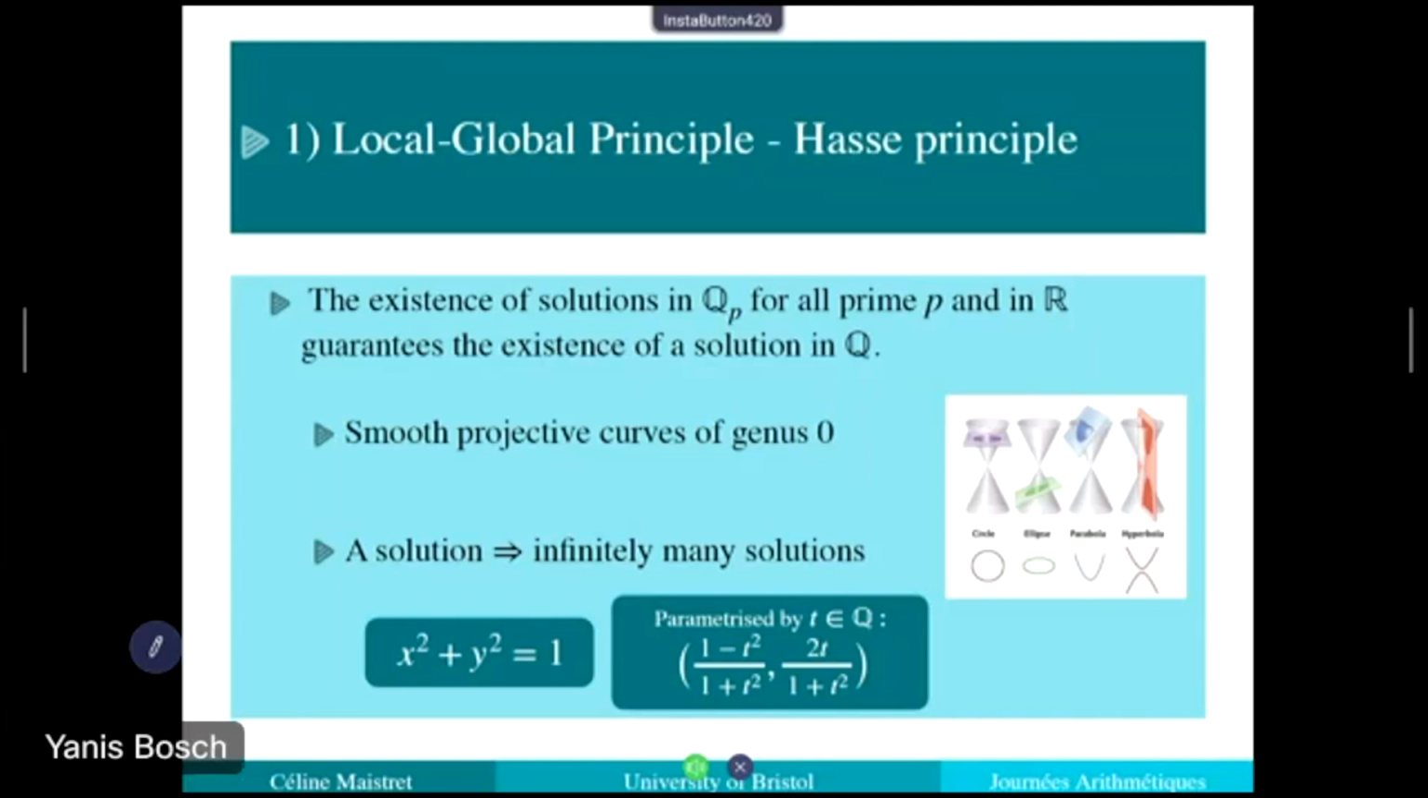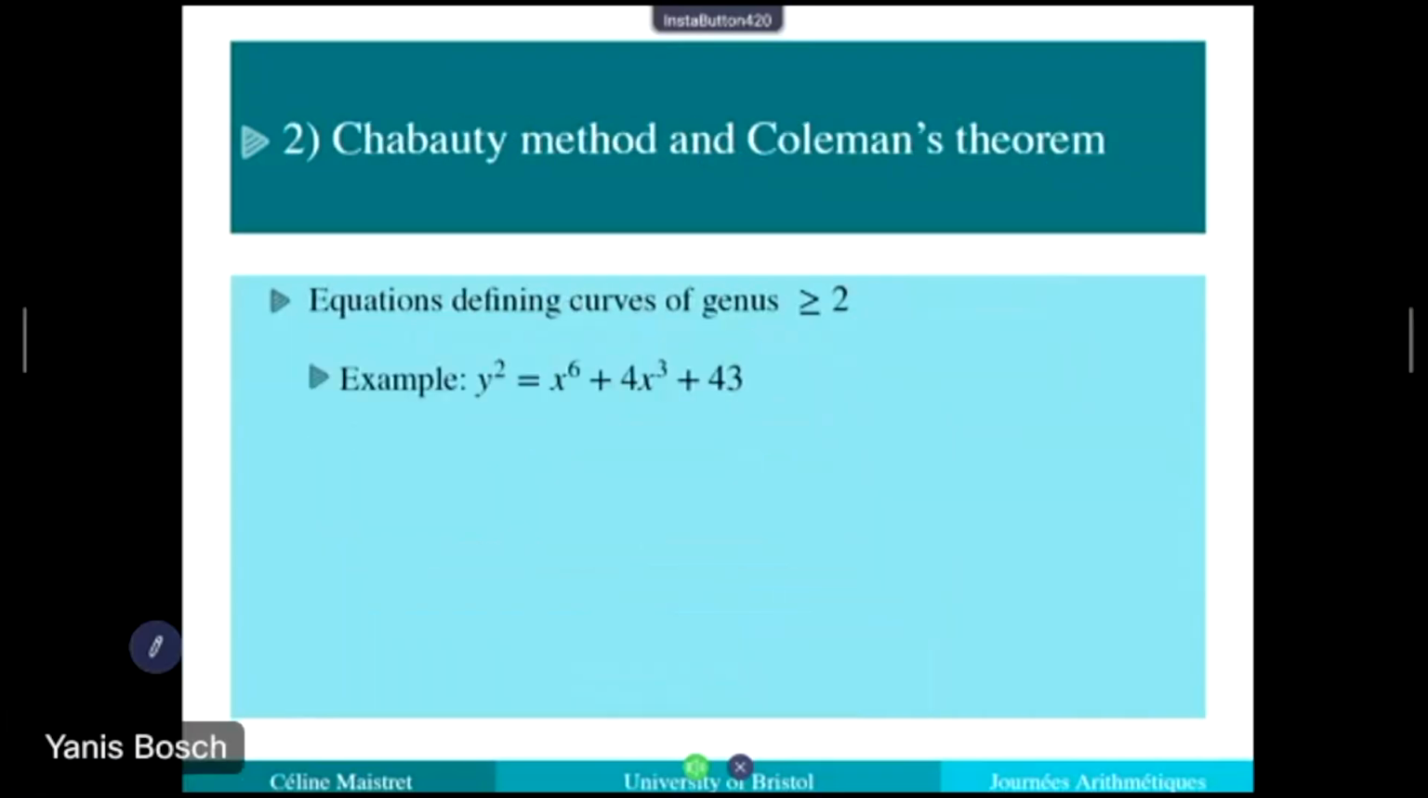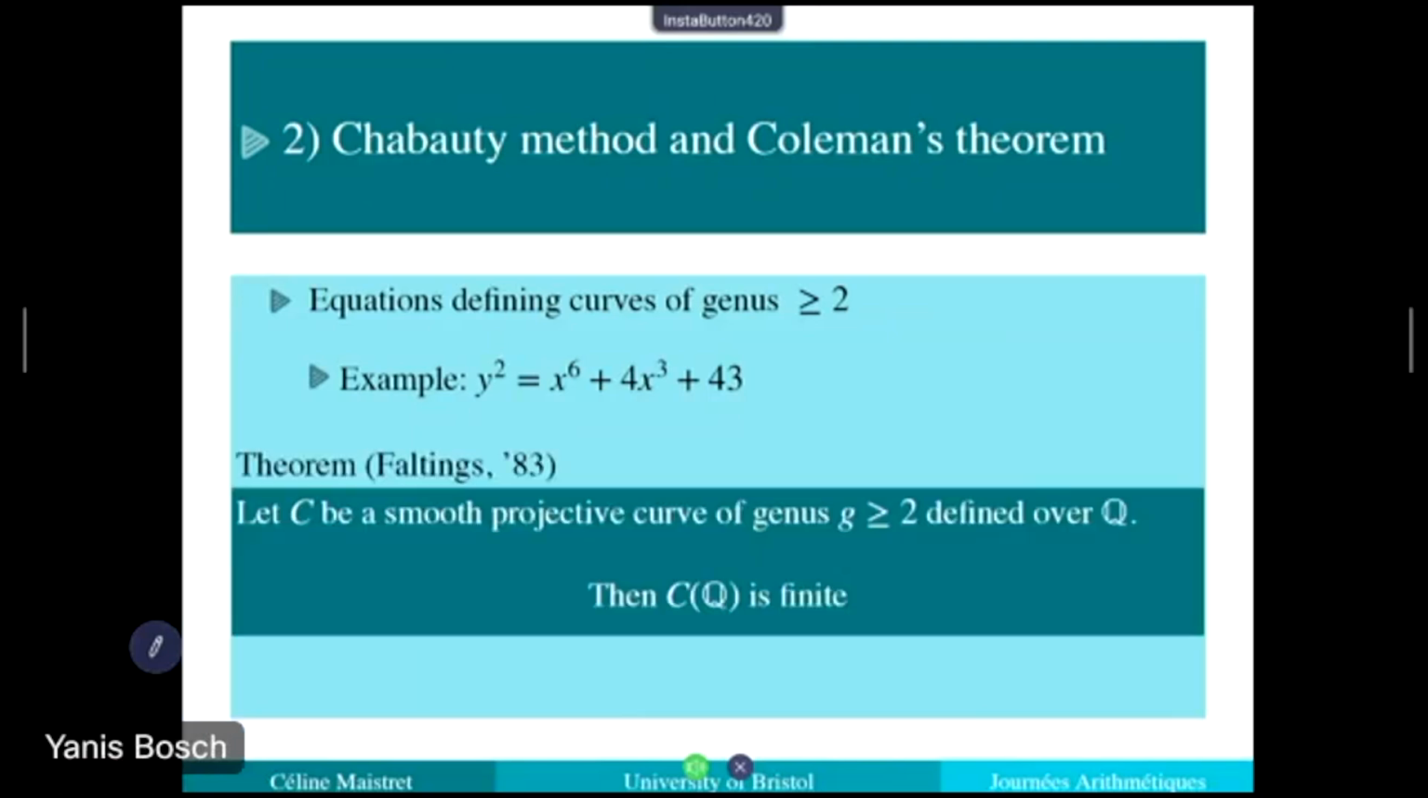I'm going to jump to genus 2 and higher. So if you have a genus 2 curve, the example here is y squared equals any polynomial of degree 6. If you have such an equation and you want to understand its rational points, maybe the first question you can ask is how many are you expecting? Is it like genus 0 where you have infinitely many? Do you have finitely many, or do you have a mix of both? And the answer was given by Faltings in 83.